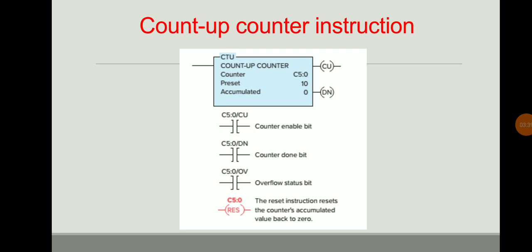The preset value means how much you have to count. If you give 10, it will count 10, and after the 10 counts are completed, it will energize the enable bit or done bit. In this counter we have 3 different bits available: done bit, enable bit and status bit. Status bit means overflow.